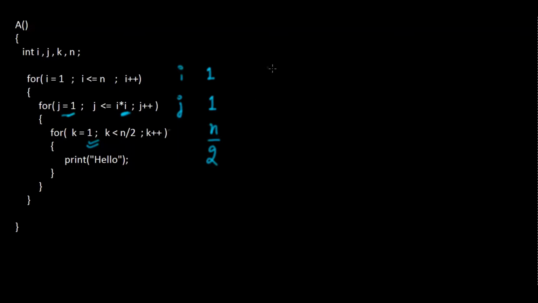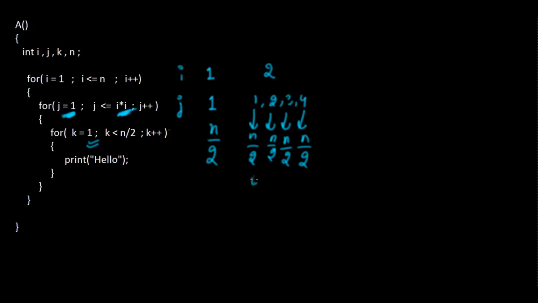When my i becomes 2, my j will run from 1 to i square, and my i square is 4. So my j will run 4 times, and for each value of j, my k function will run n by 2 times. So I can say in total my k function will run 4 into n by 2 times. So when my value of i is 3, it will run from 1 to 9, and I can directly write my k loop will run 9 into n by 2 times. This will go on up to n.